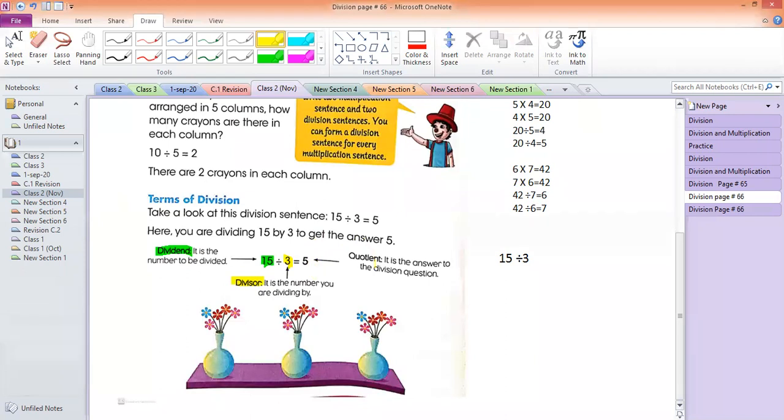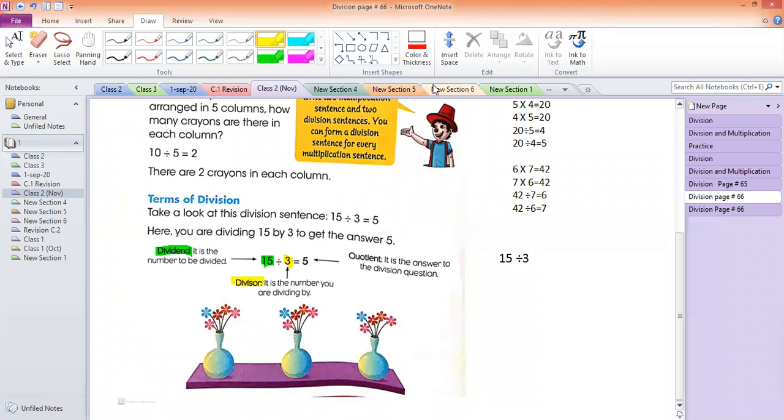Again, I repeat, what is the dividend? Dividend is the number which you have to divide. Like here, 42 divided by 7. You are dividing 42, so 42 is the dividend. And the divisor is the number by which you are dividing. You are dividing 42 by 7 here, so 7 is the divisor. And what is your answer? That will also be known as the quotient. So this 6 is your quotient.